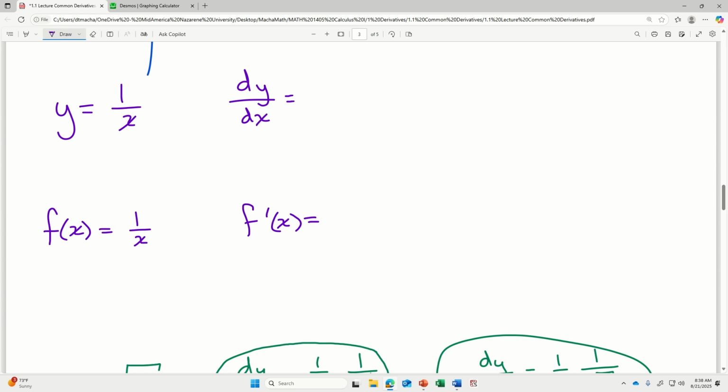Hudson? Negative x to the negative 2 power. Yes. So I'm sure what Hudson is thinking is that 1 over x is the same thing as x to the negative 1 power, because that's a property of exponents. And then we use the derivative power rule. The derivative power rule says, let's take the exponent down in front, and then we reduce the exponent by 1. So negative 1 minus 1 is negative 2. Or I could write f prime of x is negative x to the negative 2 power, right? Same thing.